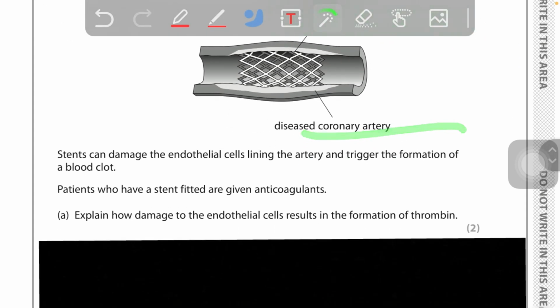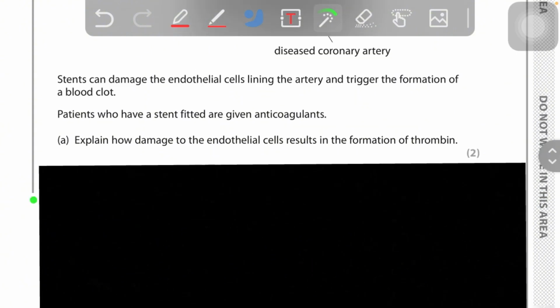Stents can damage the endothelium cells lining the artery and trigger the formation of a blood clot. Patients who have a stent fitted are given anticoagulants. Explain how damage to the endothelial cells results in the formation of thrombin.